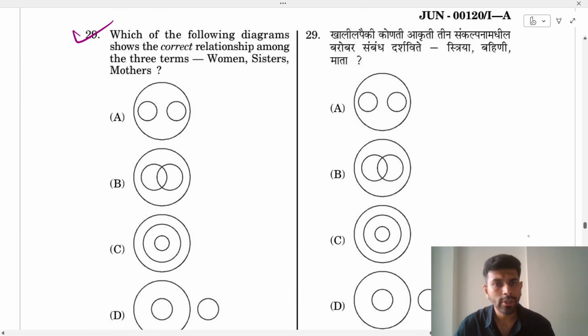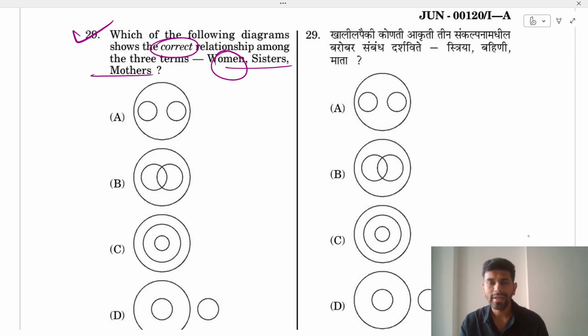Next, which of the following diagram shows the correct relationship among the three terms women, sisters and mothers? So some women can be sisters and mothers both, and some sisters can be mother. So option B will be the most appropriate answer. This area represents women, this is sister and this area is mother. And some sisters can be mother, so option B will be the correct answer.